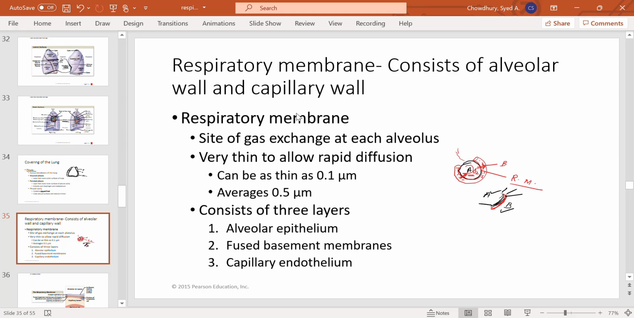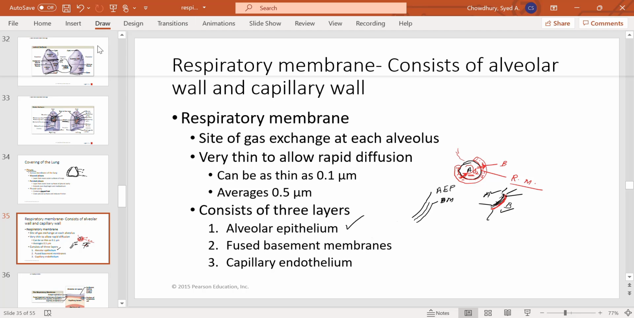Now both the alveolar wall and capillary wall both have two layers. Alveolar wall has alveolar epithelium and a basement membrane. So alveolar epithelium is this one, and the basement membrane is this one. Okay, so this is the basement membrane. This is the alveolar epithelium. Make sense? So this is the alveolar wall.